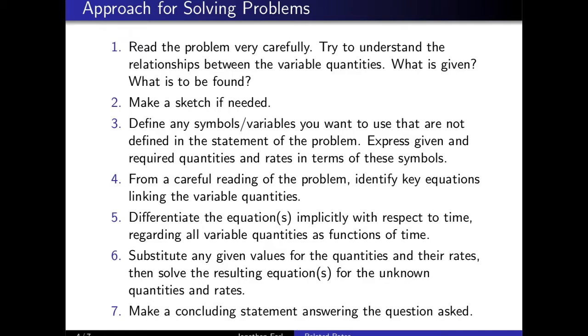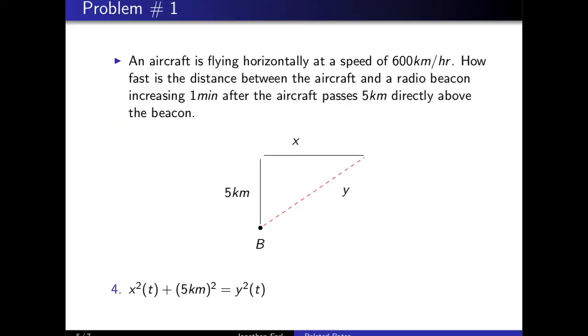Okay, so we'll work through 3 examples of these, and then I'll have a worksheet with a couple more for you to work on. Okay, so the first one that we have is: an aircraft is flying horizontally at a speed of 600 kilometers per hour, and what we want to see is how fast is the distance between the aircraft and a radio beacon increasing a minute after the aircraft passes 5 kilometers directly above the beacon.